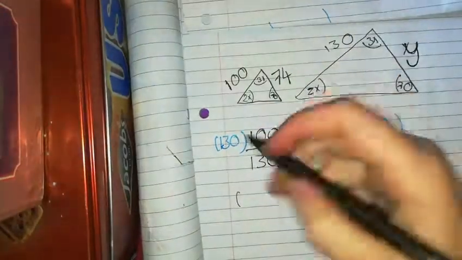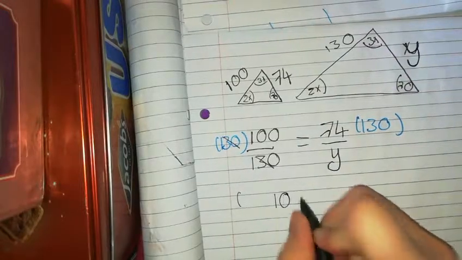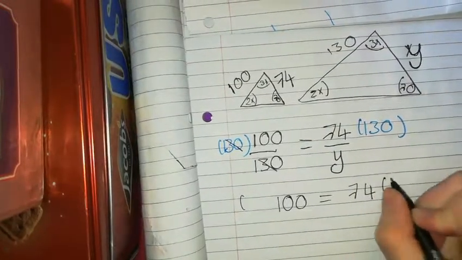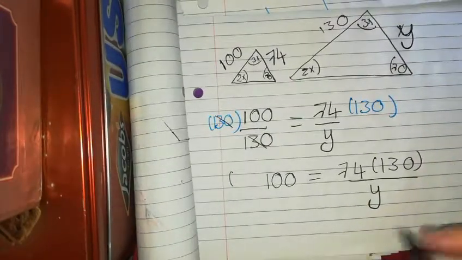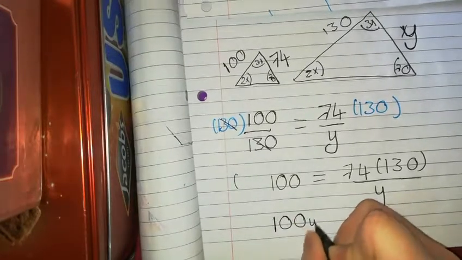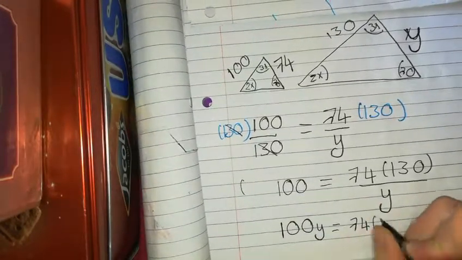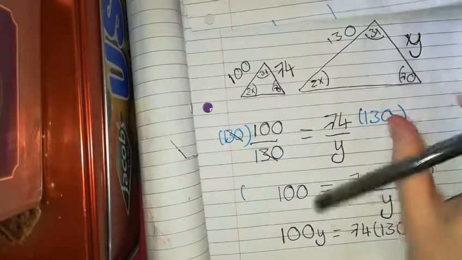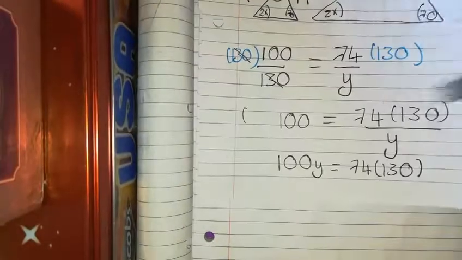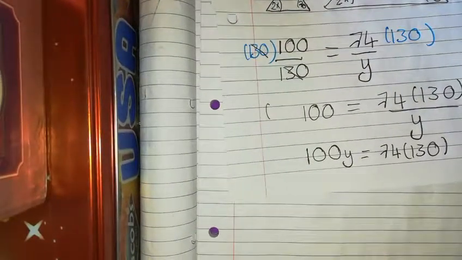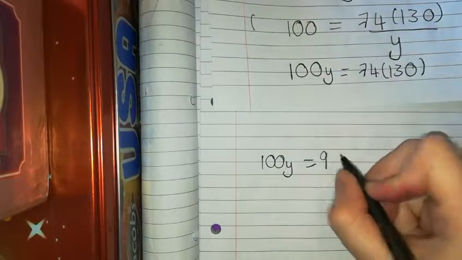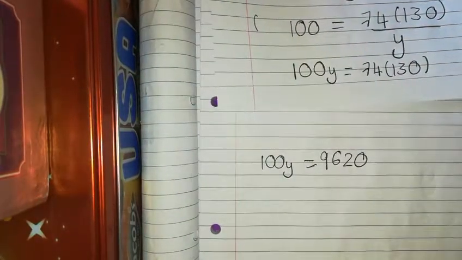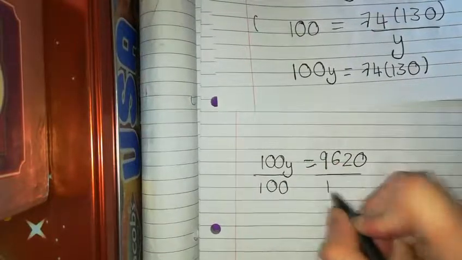If I multiply both sides by 130, then this will cancel on the top and the bottom. So 100 is equal to 74 multiplied by 130, and then that's over y. And then I can multiply both sides by y, so 100y is equal to 74 multiplied by 130. So I might then multiply my 74 by 130. So then I get 100y is equal to 9620. So if I'm going to get what y is, I'm going to have to divide both sides by 100.